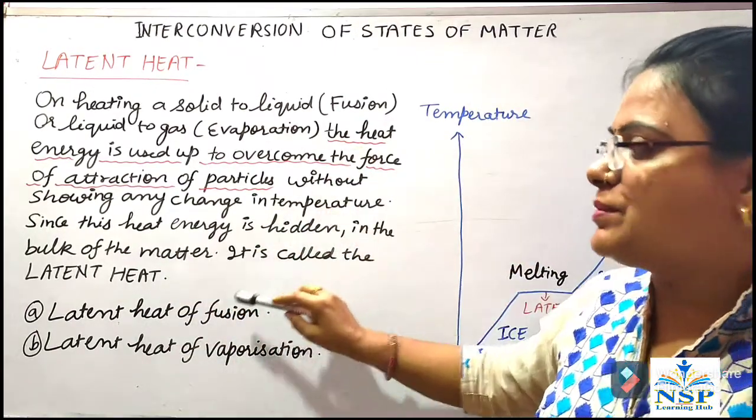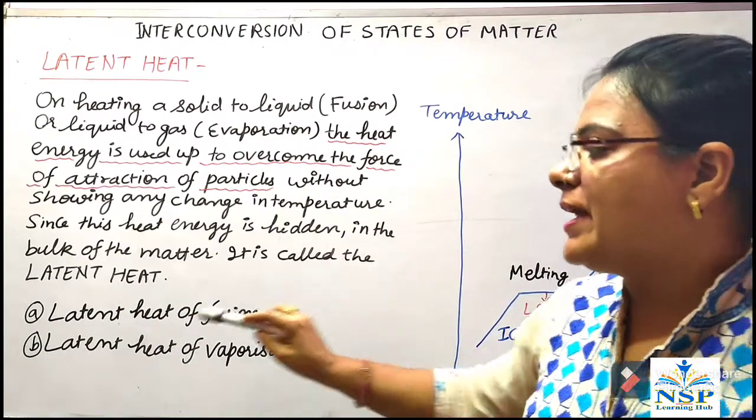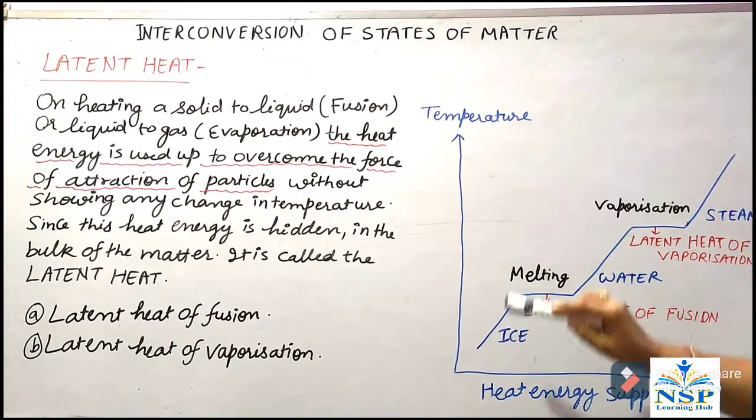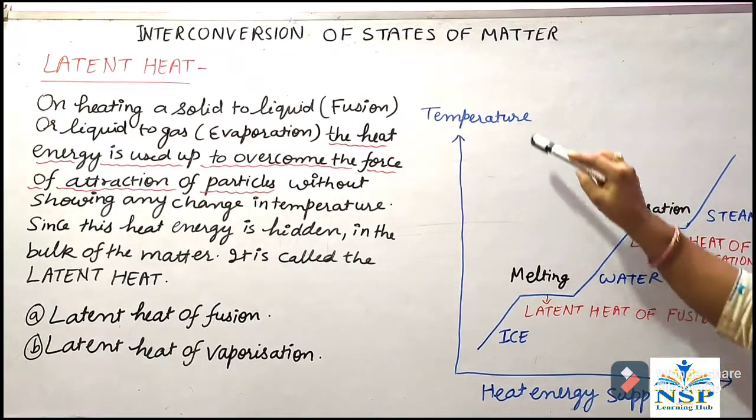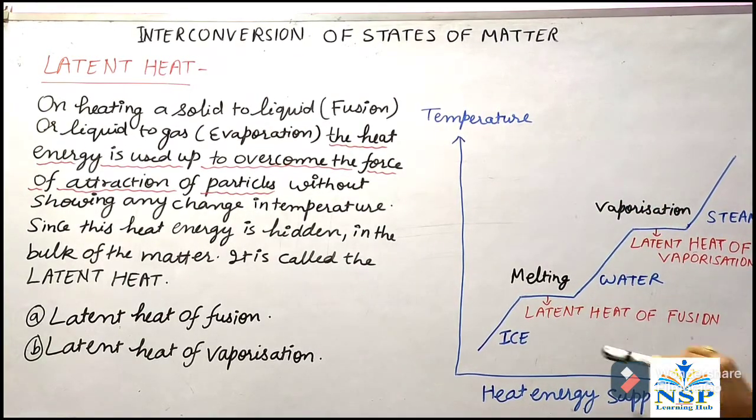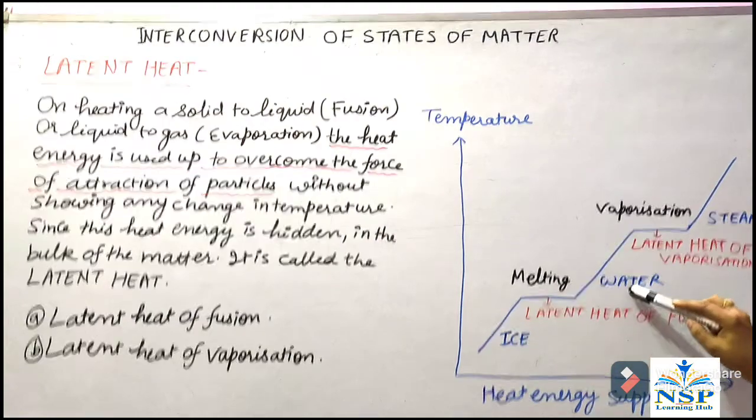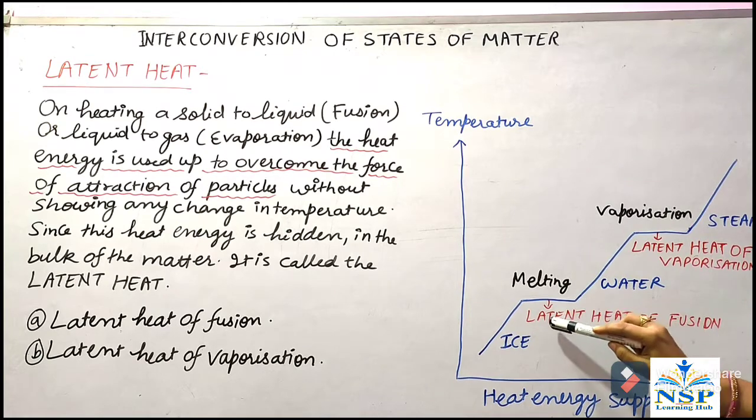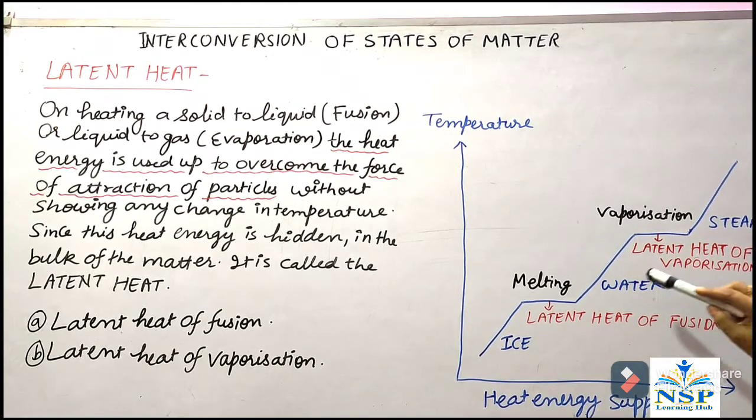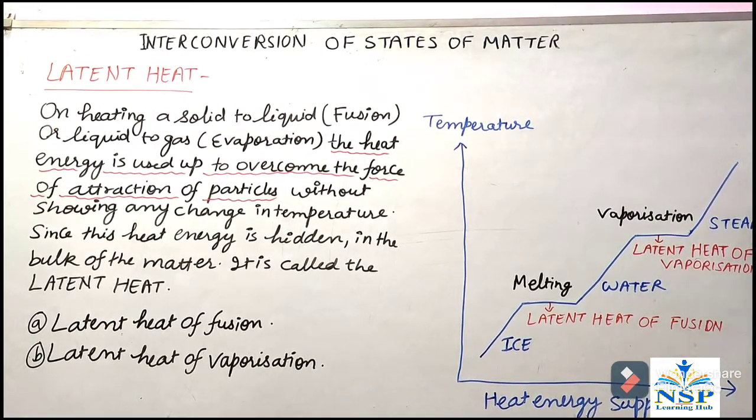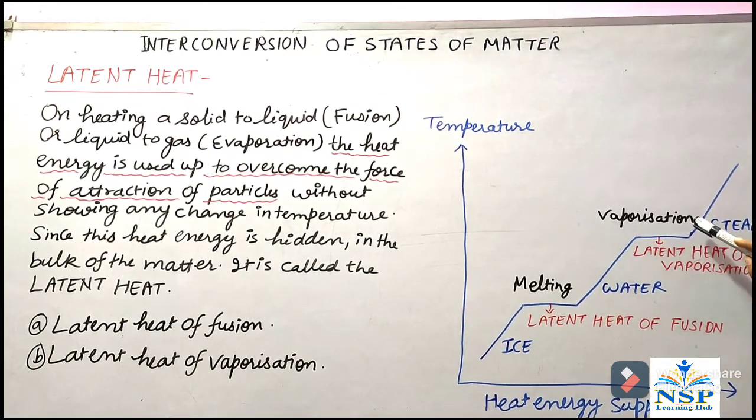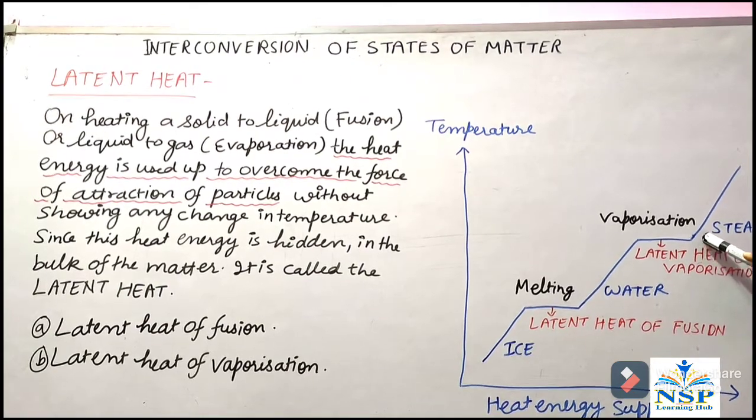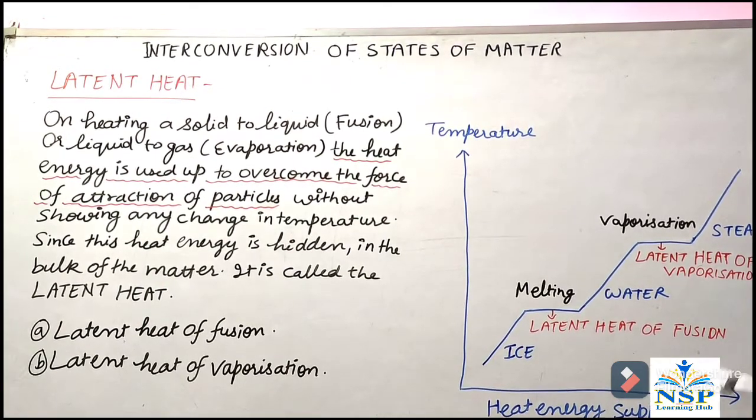It is of two types, the latent heat of fusion and the latent heat of vaporization. This is the chart of conversion of the temperature and heat energy applied. When ice changes into water on melting, the temperature is constant. It is called latent heat of fusion. Similarly, when water changes into steam by the process of vaporization, the temperature remains constant and it is called the latent heat of vaporization.